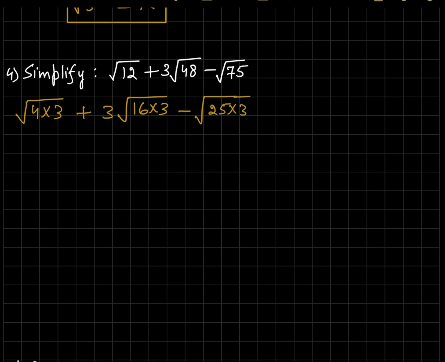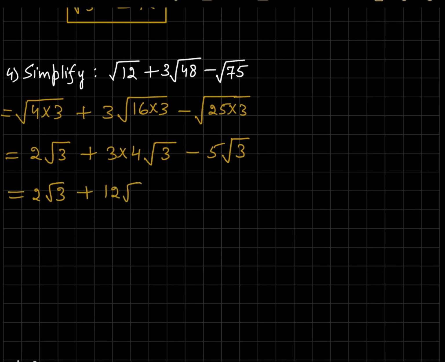Clear? Then square root of 4, so 2 can be taken out of the surd, and this is 3. 2 square root of 3 plus. Now 3 times square root of 16 is 4, and under the radical sign is 3, minus square root of 25 is 5, and under the radical sign is 3. Clear? So now you see this is all: 2 square root of 3 plus 4 times 3 is 12 square root of 3, minus 5 square root of 3.